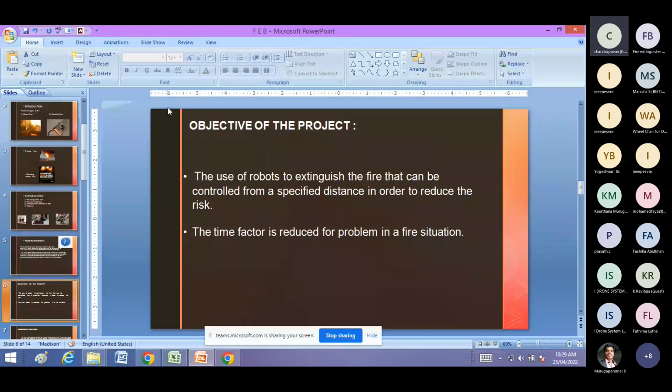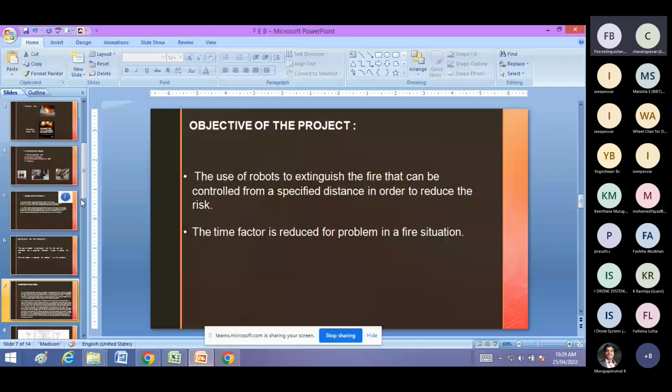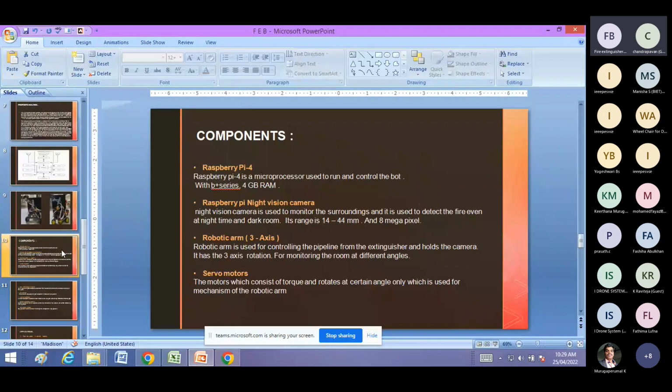The components of our project are Raspberry Pi, camera, robotic arm, servo motor, ultrasonic sensor, IR sensor, motor control driver, and tripod bottle. Raspberry Pi 4 is used as a microprocessor in our project. It is a 4 GB RAM microprocessor with B plus series. Raspberry Pi night vision camera is used to monitor surroundings, and it detects the fire even at night. It can detect in the range of 14 to 44 centimeters.